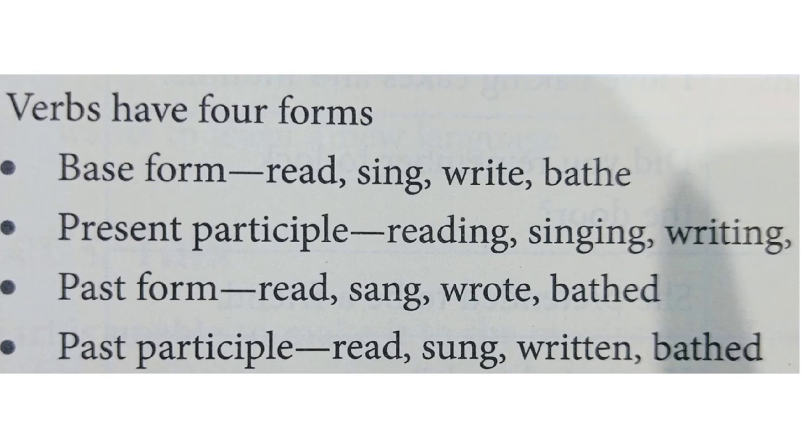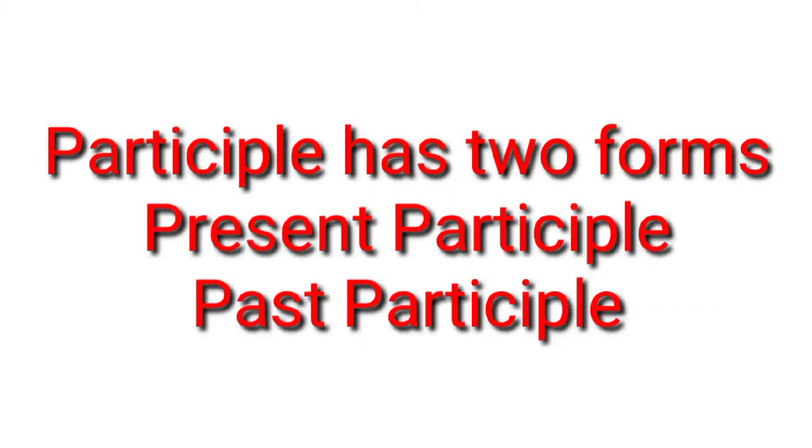Simply, a verb has four forms. The first is base form, that is read, sing, write. Present participle: reading, singing, writing. Past form: read, sang, wrote, and past participle: read, sung, written. Participle has two forms. The first is present participle and the second is past participle.